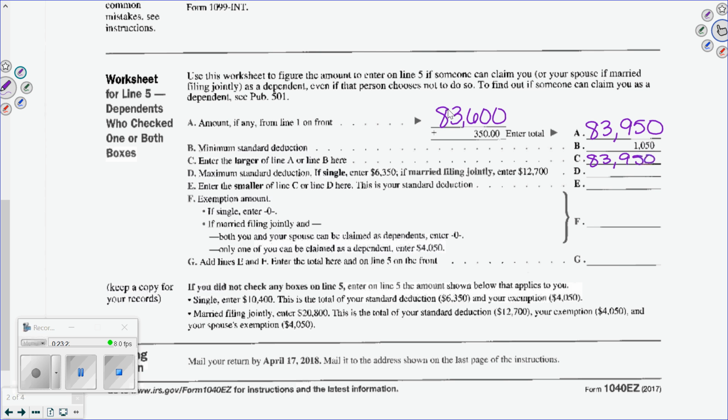Maximum standard deduction. If single, enter 6,350. If married filing jointly, enter 12,700. She is single, so 6,350. E, enter the smaller of line C or D here. 6,350, right? F, exemption amount. If single, enter 0. If married filing jointly, and so on, but she is single. So I'm going to enter 0. G, add lines E and F. Enter the total here and on line 5 on the front. So E plus F, 6,350. So that is what I put on line 5.